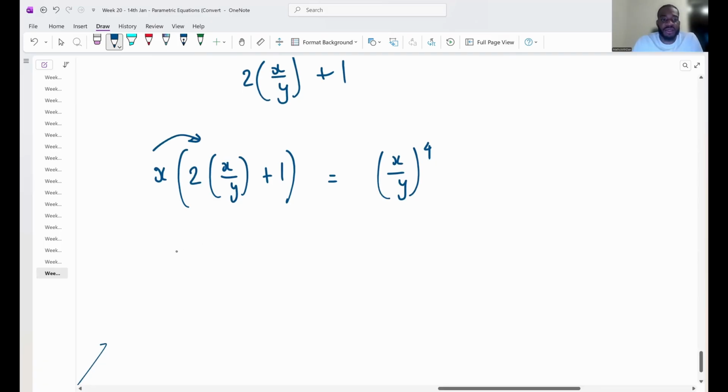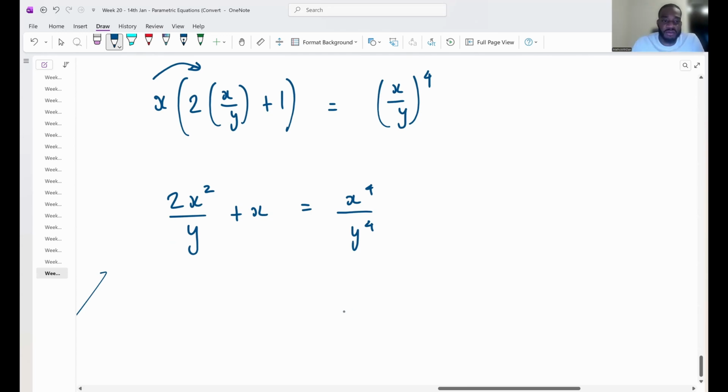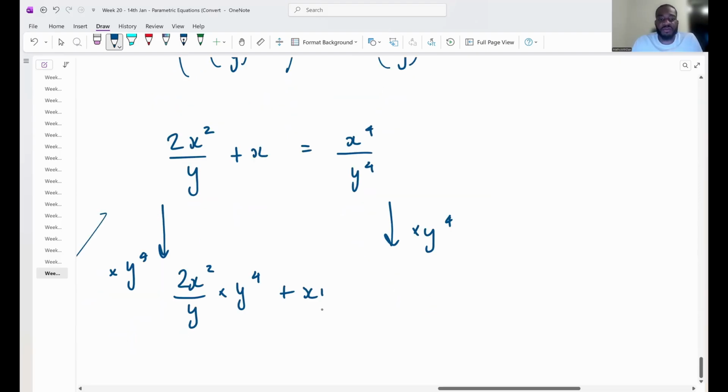Expanding that, that will be 2x squared over y plus x, no? Let me just double check. 2 times x, yeah, that's fine. Is equal to x to the 4 over y to the 4. Times everything by y to the 4, what are we gonna have? Then that will be 2x squared over y times y to the 4 plus xy to the 4 is equal to x to the 4.